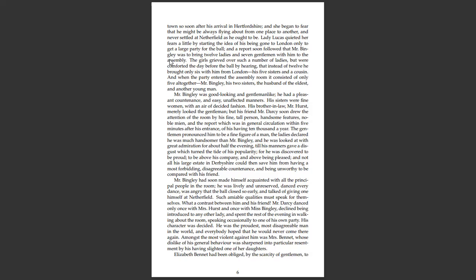The girls grieved over such a number of ladies, but were comforted the day before the ball by hearing that instead of twelve he brought only six with him from London, his five sisters and a cousin, and when the party entered the assembly room it consisted of only five altogether: Mr. Bingley, his two sisters, the husband of the eldest, and another young man.